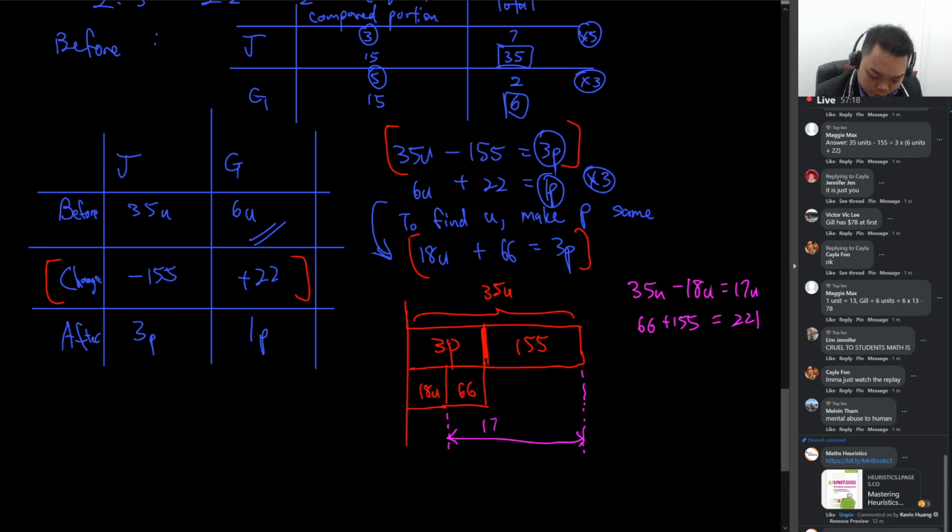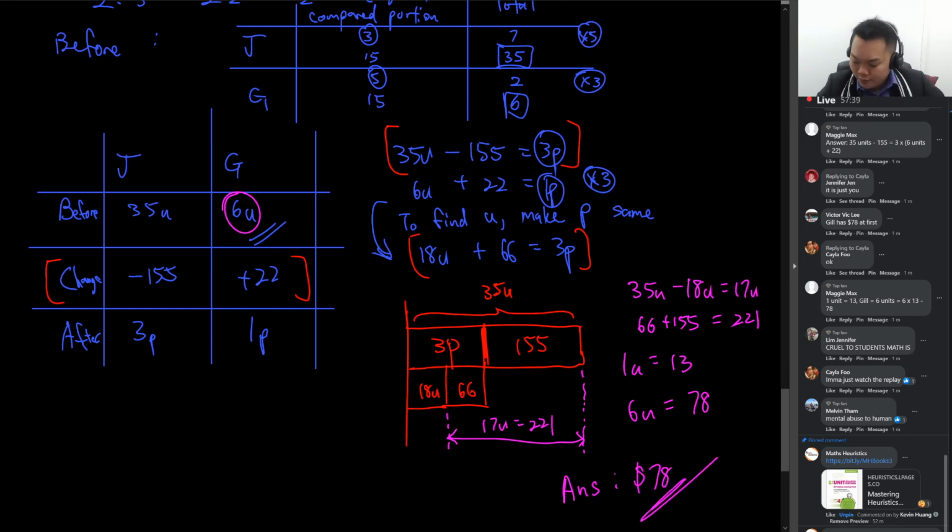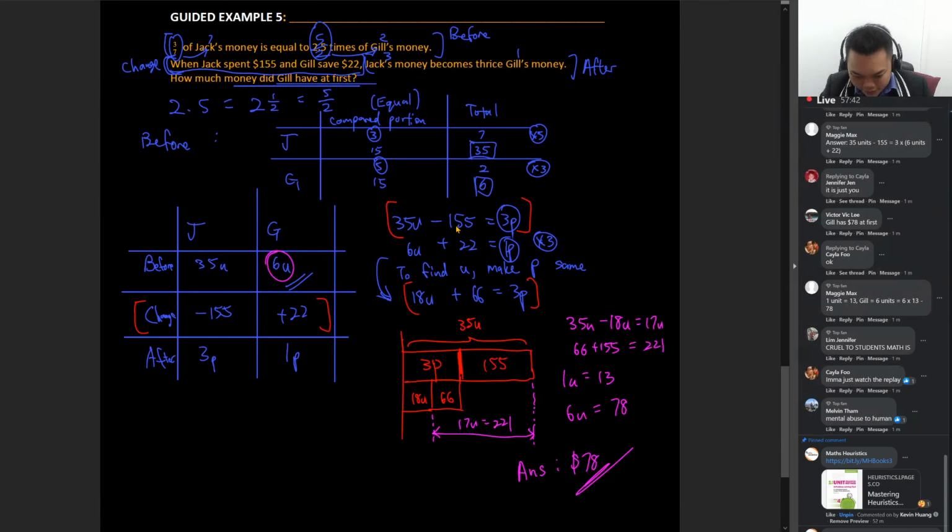So 17 units represents 221, then 1 unit will represent 221 divided by 17 to give you 13. And if 1 unit is 13, then 6 units would simply have a value of 78. So the answer here then will be $78. Okay, there you have it.